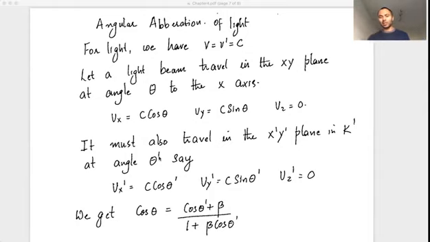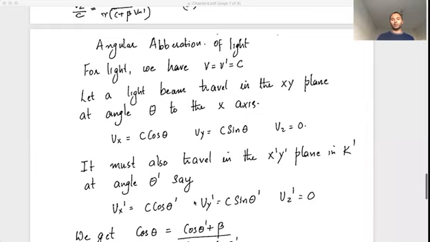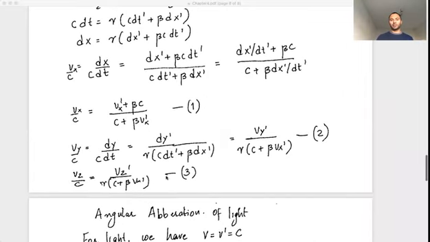But now your friend is going to say that it's going at an angle theta prime. So you'll see that you're not going to agree with your friend on this angle theta. Your friend is going to say vx prime equals c times cos theta prime, vy prime is c times sine theta prime, and vz prime is 0, right? That's what your friend is claiming. Now you can take all of this and put it through these equations which we just derived.